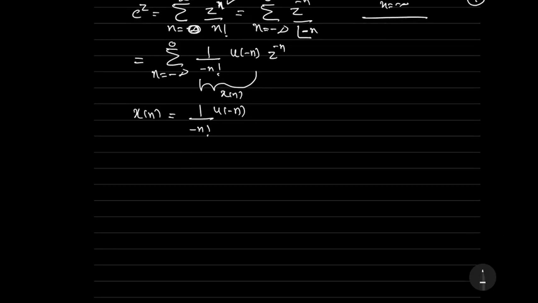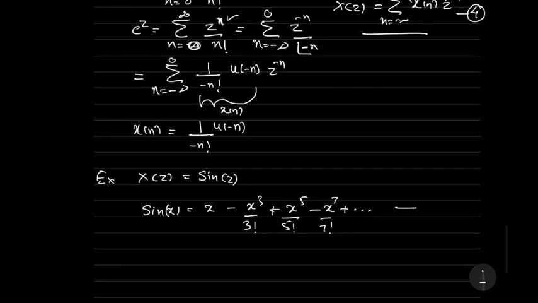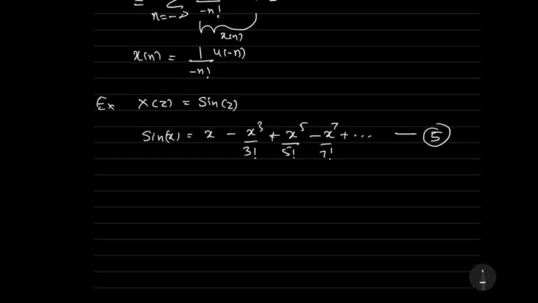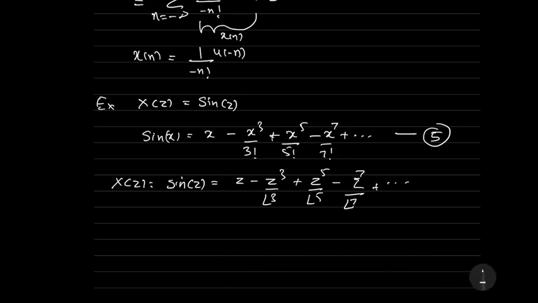Now let's take another example. Example 4: x of z is sine of z, and we have to find the inverse z transform of this sequence. We know that sine x is equal to x minus x to the power 3 by factorial 3 plus x to the power 5 by factorial 5 minus x to the power 7 by factorial 7 and so on. This equation we can call equation 5. In equation 5, instead of x, replace this by z. So x of z equals sine of z is equal to z minus z to the power 3 by factorial 3 plus z to the power 5 by factorial 5 minus z to the power 7 by factorial 7 and so on. This is the series.